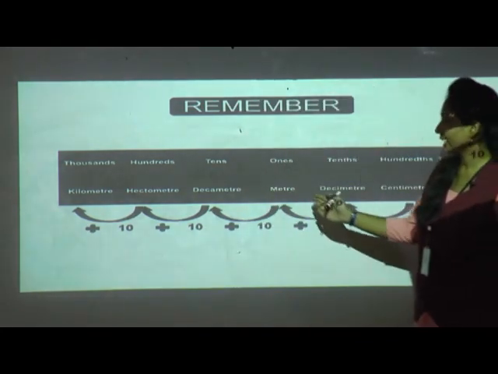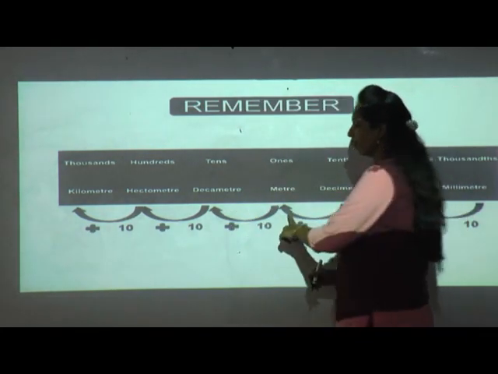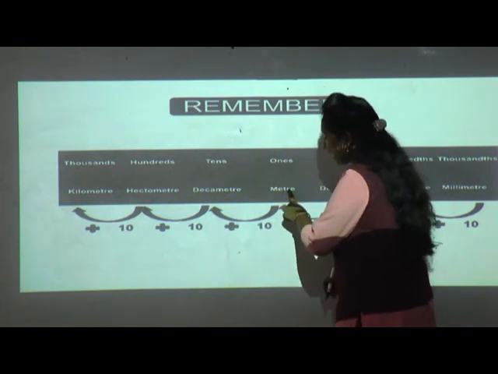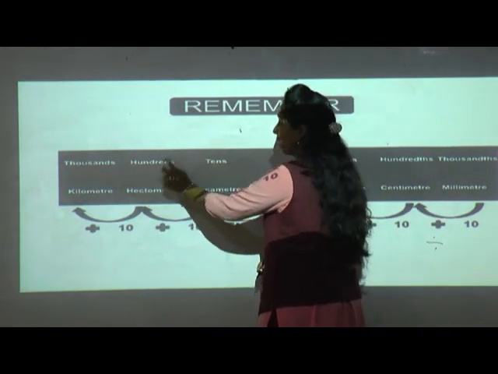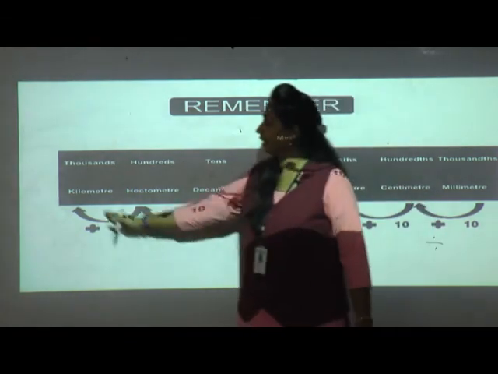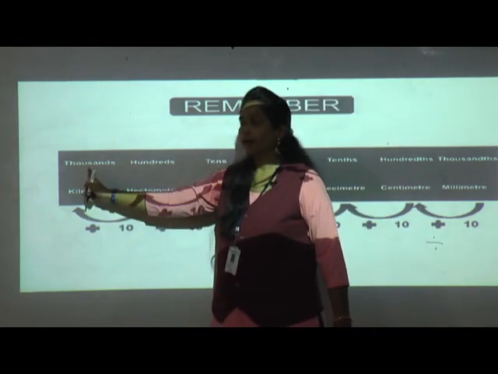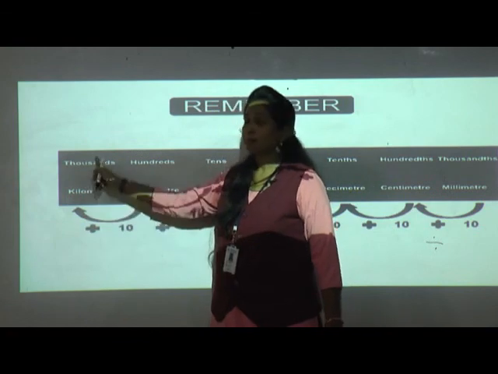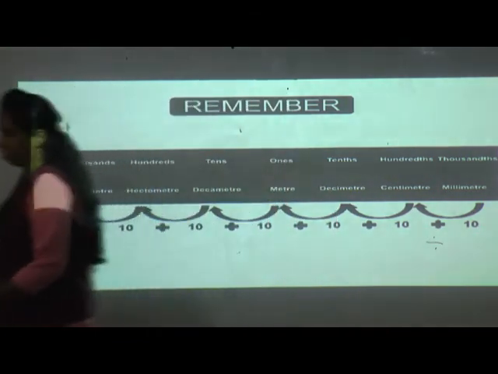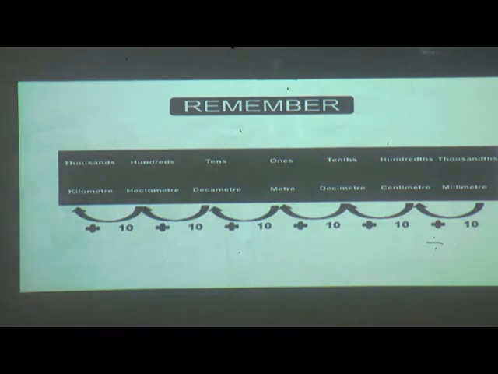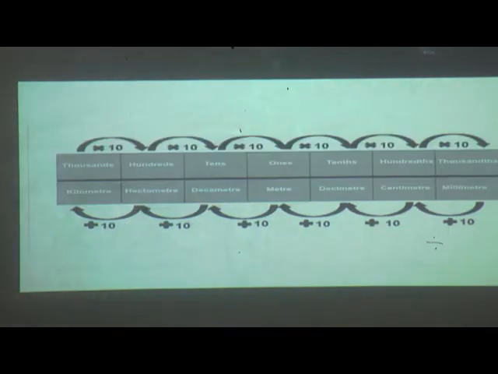If they give meter to decameter, what will you do? Divide by 10. Directly meter to hectometer, hundreds, you have to divide by hundreds. And meter directly to kilometer, divide by thousands. The place value of kilometer is thousands. So remember this. This is very, very important. Understood? Clear?